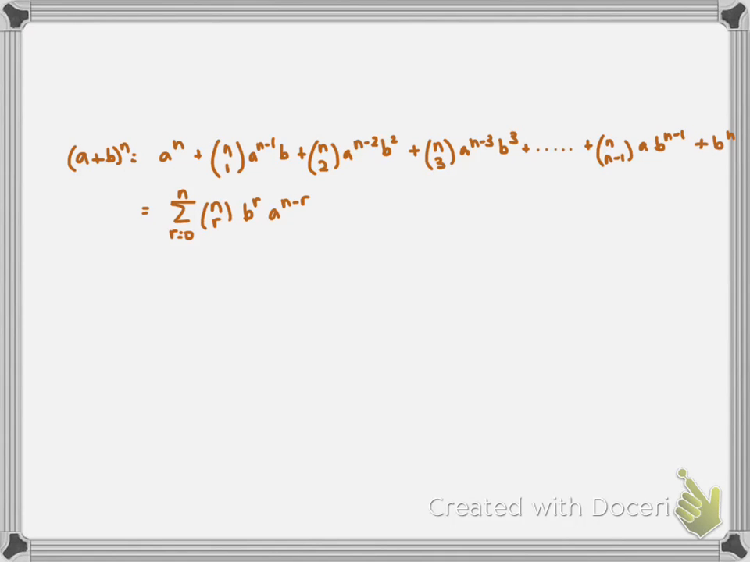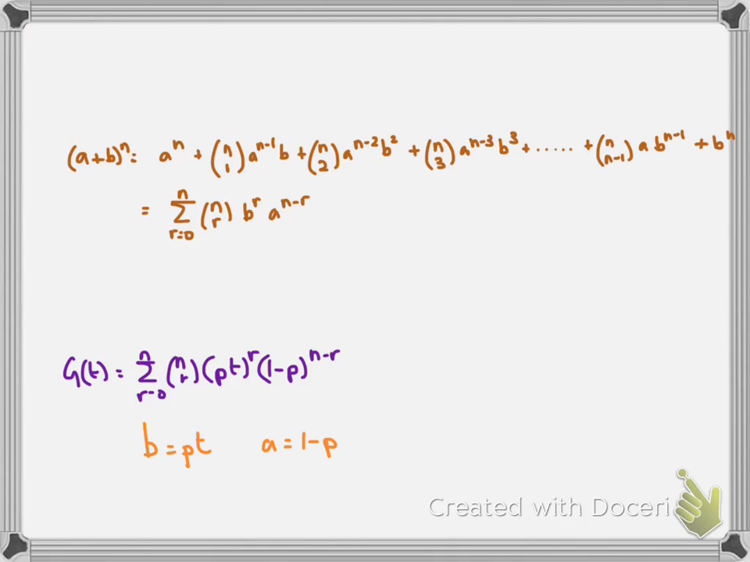But of course, that looks rather like this formula for the probability generating function G(t). What's our value of b? Well, it's pt. And what's our value of a? Well, it's 1 minus p. So instead of (a + b)^n, we can write (1 - p + pt)^n.